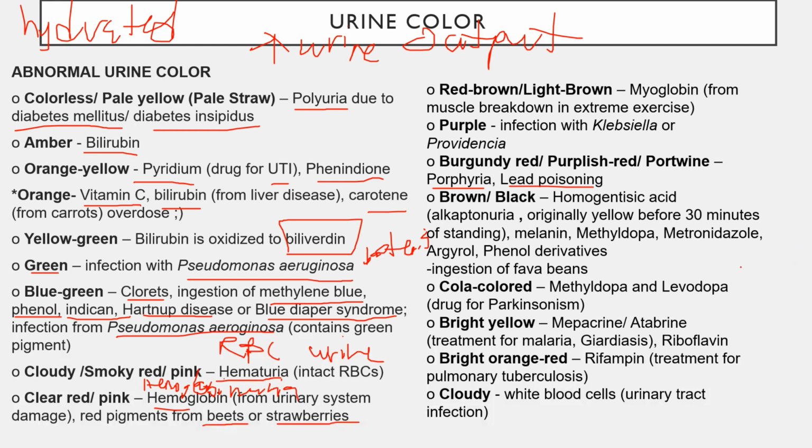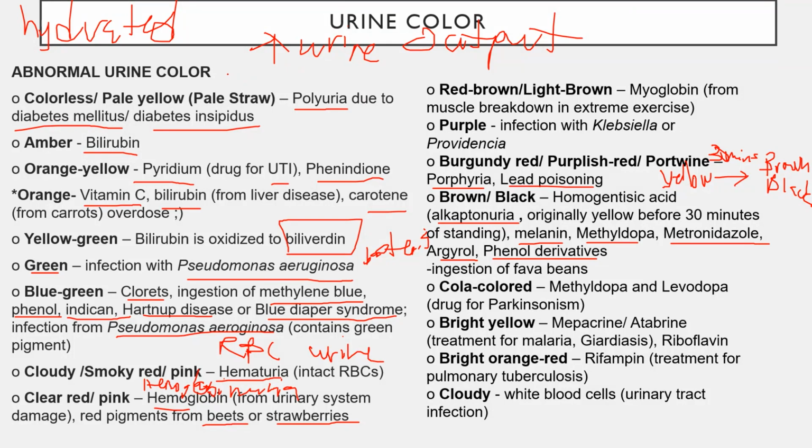To explain this, class, if a patient is suffering from alkaptonuria, the urine would usually be yellow. But if you let it stand for 30 minutes, it's going to be converted into a brown or black color. Then, other causes of brown to black urine are the presence of melanin, methyldopa, metronidazole, argyrol, and phenol derivatives. Then, ingestion of fava beans could also cause brown or black urine.